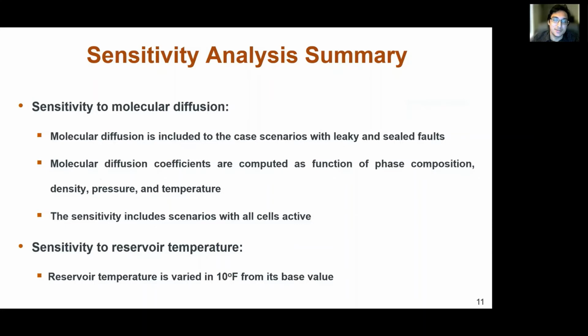So again, for the sensitivity, we tested first sensitivity to molecular diffusion, and next sensitivity to the reservoir temperature. So we wanted to see what was the effect of molecular diffusion process, which is normally neglected, especially in the impermeable zones. How this would affect the amount of CO2 that is trapped, that is stored by each of the different mechanisms, right? In the free mobile CO2 form, in the solubilized form, and in the capillary trapped form.